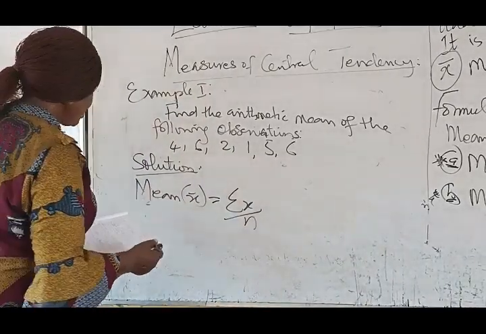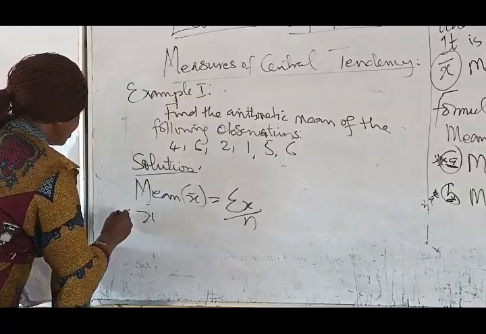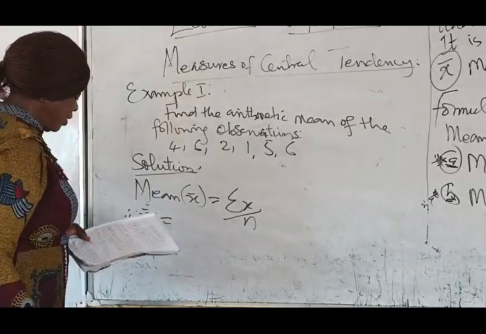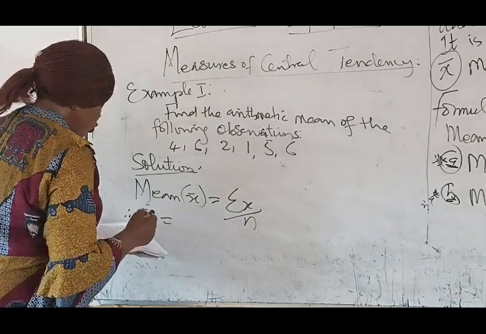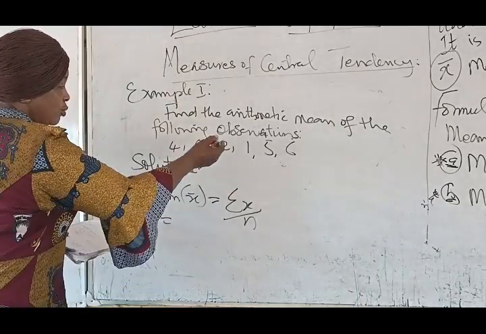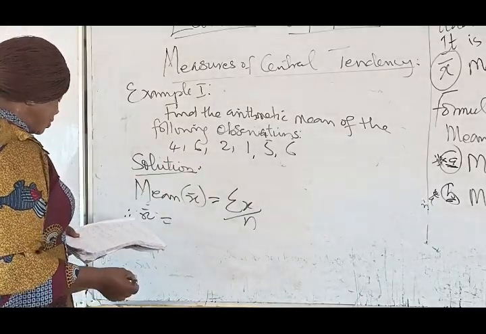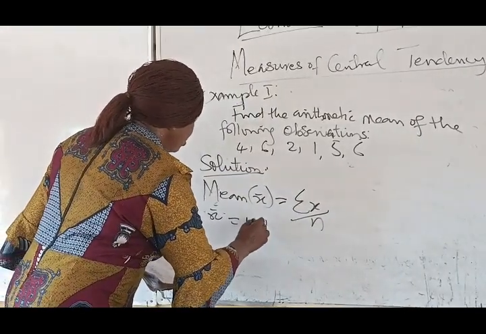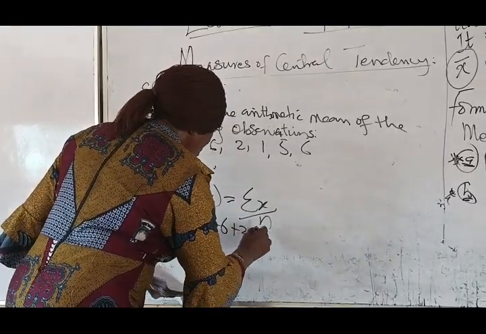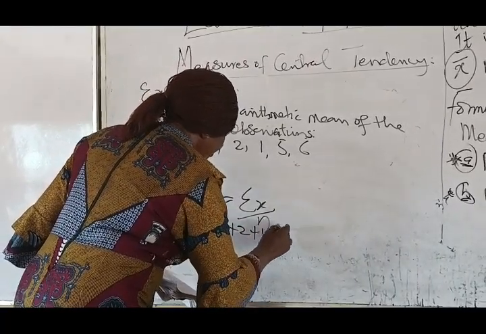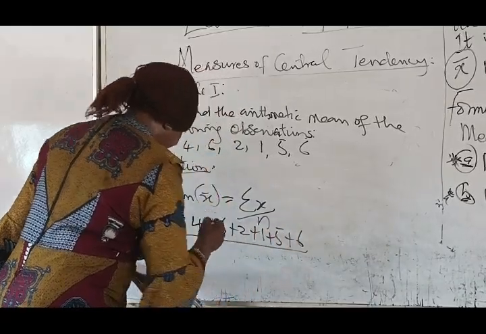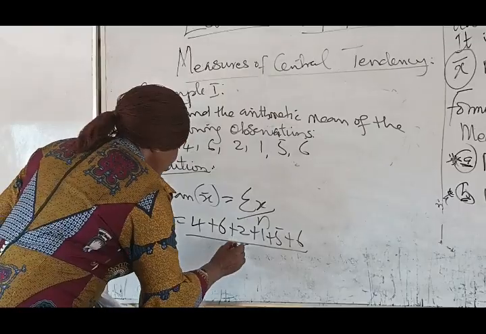Now, our mean, therefore our x bar, will be summation x. The summation x here is the addition of these numbers. You don't need to arrange or rearrange anything. So we have 4 plus 6 plus 2 plus 1 plus 5 plus 6 over 1, 2, 3, 4, 5, 6. The observation is 6 in number, over 6.